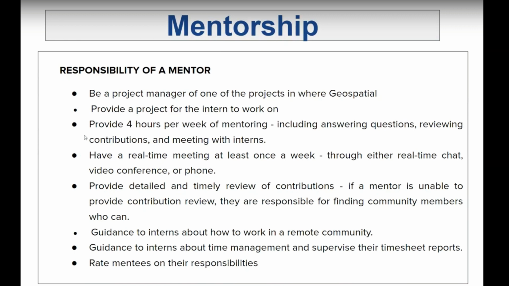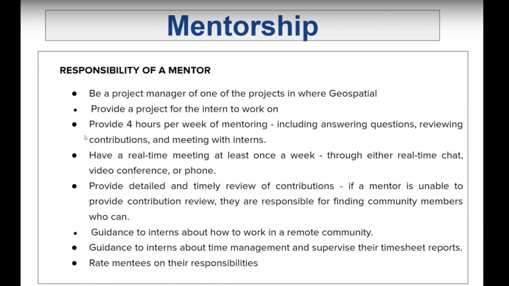So mentors are supposed to instill into the interns the skill of goal setting and achieving them. So for each of the 3 hours per week, they need to set goals and decide to achieve their goals. The mentors should also provide guidance to the interns concerning time management, and the mentors should supervise their timesheet reports.